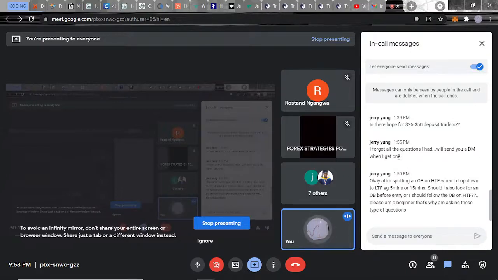Send a DM. Okay. After spotting an order block on a higher time frame, when I drop down to a lower time frame like 5 minutes, should I also look for an order block before entering? Should I follow the order block on our bigger time frame? Please, I'm a beginner.